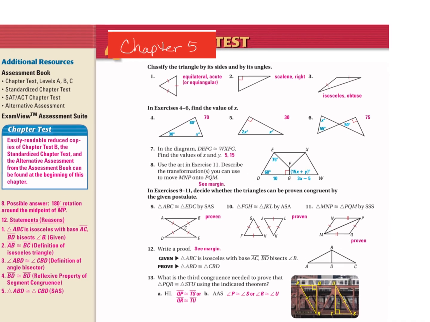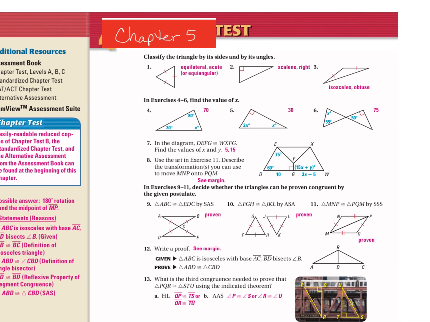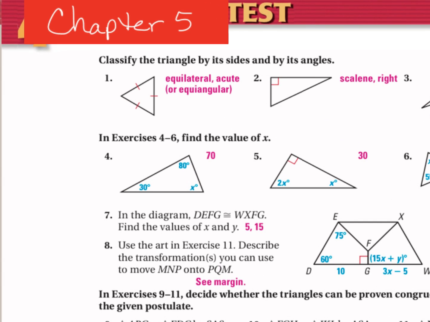Okay, so for this page, this is where we learned about classifying triangles by its side length. So notice on this one, all of the sides have congruency marks, making this an equilateral triangle. Remember, it's also equiangular. So remember, the three angles of a triangle add up to be 180. So if you divide 180 by 3, each one of these angles is going to be 60 degrees, making it an acute triangle as well.